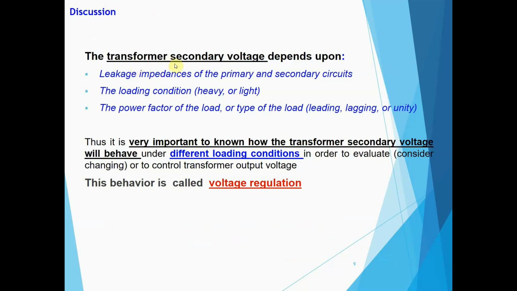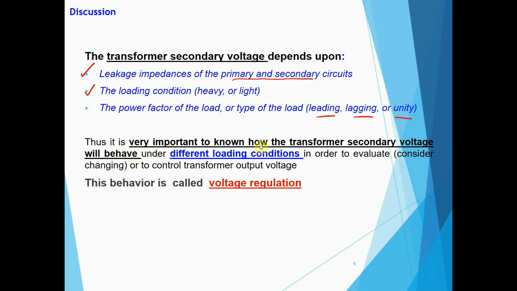Here it is said that the transformer secondary voltage depends upon what? Leakage impedances on the primary and secondary, so there will be some losses. Number two is the loading condition, or the load that we are going to connect, whether it is heavy load, high load, or very light only. What is the effect of that on the voltage regulation? And the power factor of the load, and the type of loading: leading, lagging, and unity, right? So these are the factors that affect the transformer secondary voltage.